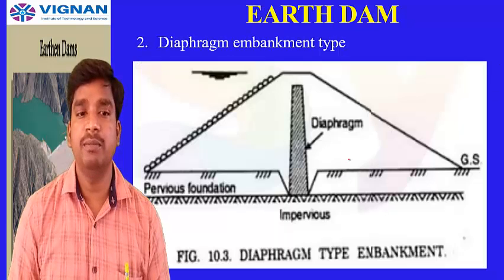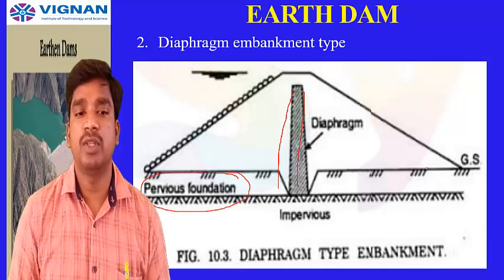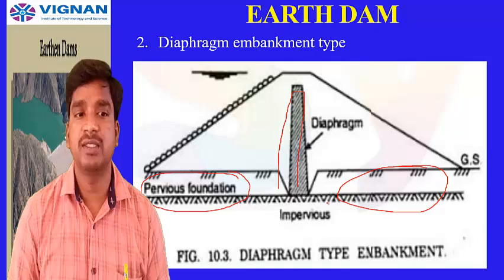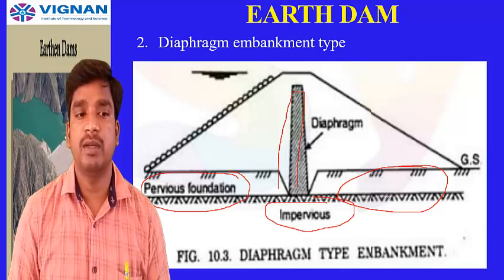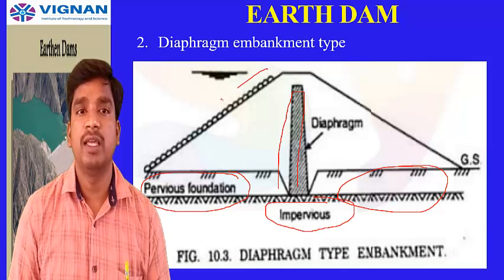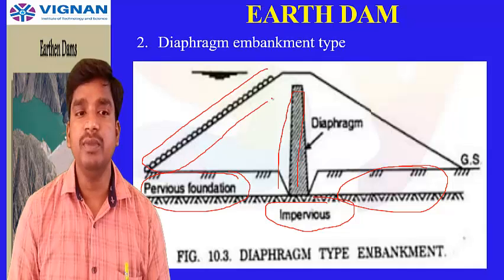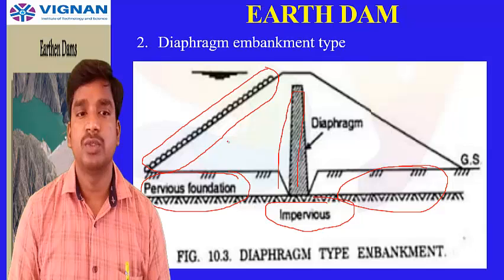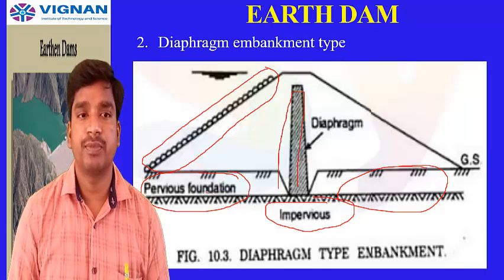See, this is the diaphragm which we are providing here, and this is a pervious foundation. Below that we are providing impervious layers, and along with this diaphragm, here also we can provide the impervious material. So this impervious material is provided here. Okay, so this is the example of a diaphragm type of dam.